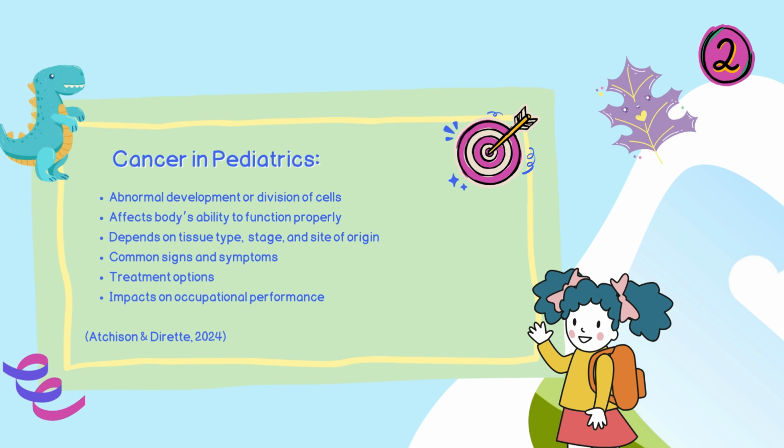Some common signs and symptoms include unexplained weight loss, fever, extreme fatigue, pain, persistent headaches, and skin changes. Some treatments are chemotherapy, radiation, and surgery. There are a lot of different impacts on occupational performance, but I will list a few: difficulties trying to maintain a normal lifestyle, and declines in play or leisure because of fatigue, lymphedema, or neuropathies.